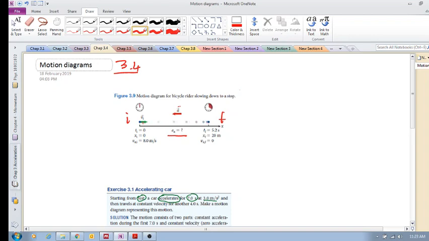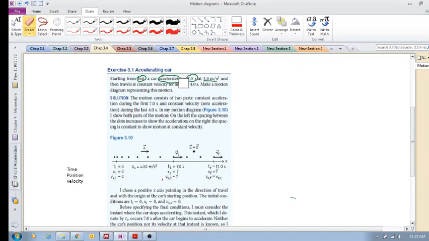Another thing that's helpful is to draw these dots. If the dots between your initial time and your final time are getting closer and closer together, then that means that you have a negative acceleration. If the dots are close and then they're getting further and further apart, then it means you've got an acceleration in that direction. So let's look at a quick example.